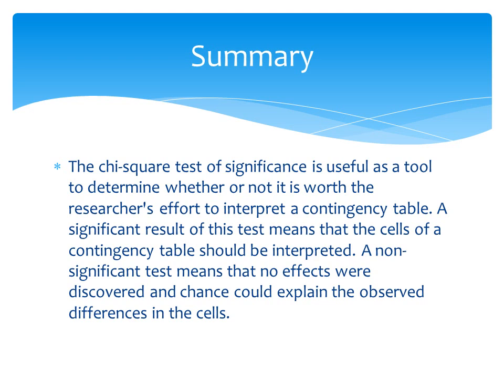In summary, the chi-squared test of significance is useful as a tool to determine whether or not it's worth the researcher's effort to interpret the contingency table, which we've said all along. That's ideally what we're doing with a chi-squared. Do we want to continue on with the data that we have acquired? A significant result of this test means that the cells of the contingency table should be interpreted. So once again, significance shows that there's an association. If it shows there's an association, we reject the null hypothesis and accept the alternate. A non-significant test means that no effects were discovered, and chance could explain the observed differences in the cells.